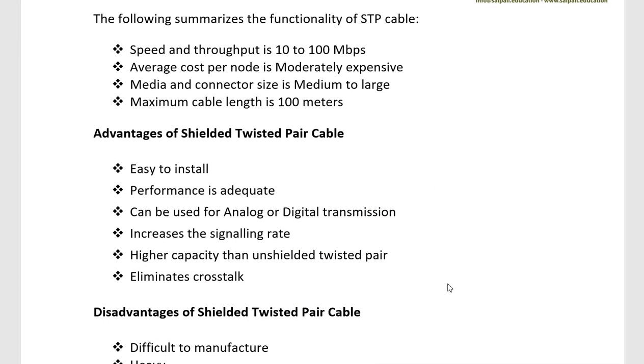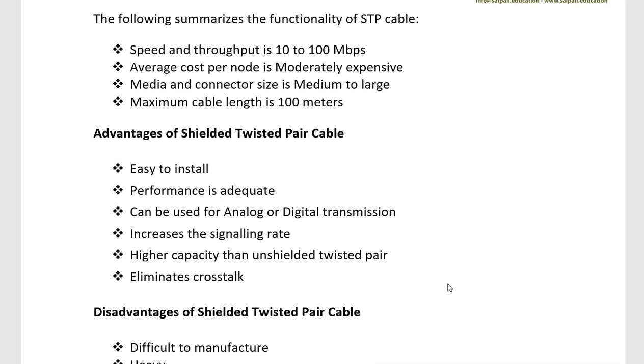Now the functionality of this twisted pair: the speed and throughput is 10 to 100 Mbps. Then the average cost per node is moderately expensive. Media and connector size is medium to large. Then the maximum cable length is 100 meters. This is the distance, it can go up to 100 meters maximum.